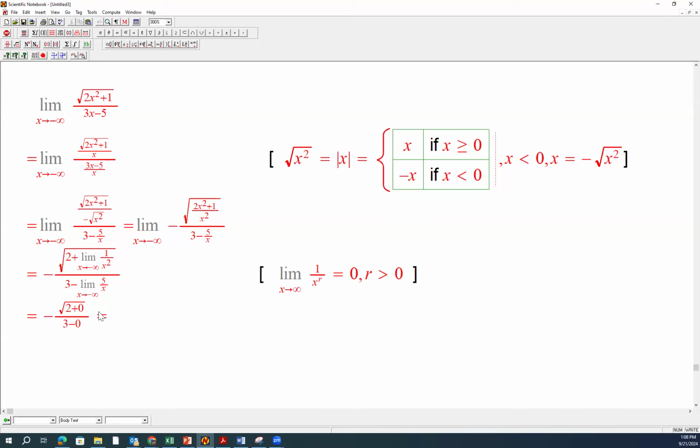So in the end, our answer is going to be square root of 2 over 3, but there's a negative sign in front of it. So you can see where the negative sign was introduced. It was at the point of substituting x before we introduce square root of x squared. You will see similar situations in some other homework questions and in my other lessons.